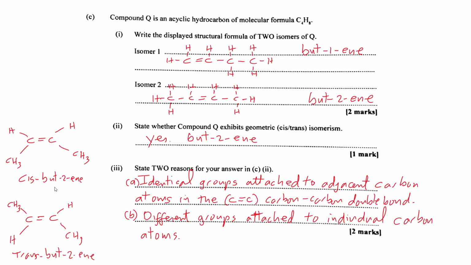Now, when you have the two same groups on the same side of the carbon-carbon double bond, we say that it is cis. So the name in this case would be cis-but-2-ene. And here, when you have the two same groups on opposite sides of the carbon-carbon double bond, we say it is trans, for transverse. So the name would be trans-but-2-ene.